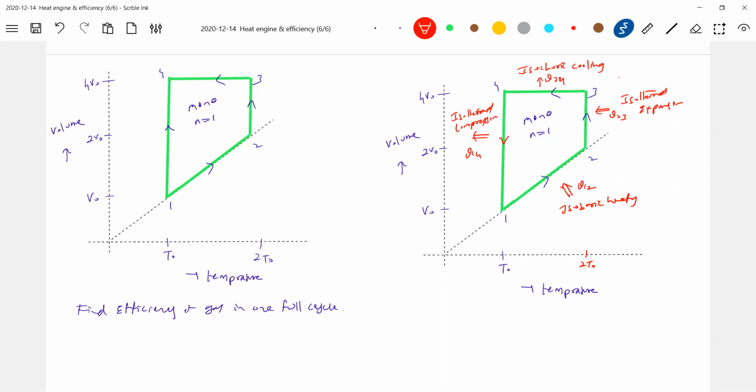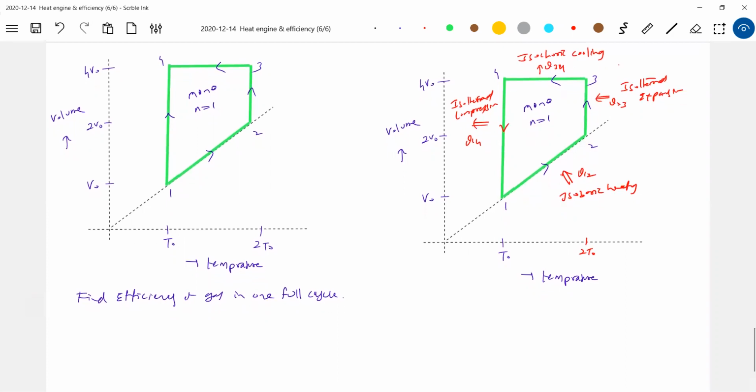So therefore, what is the alternative? Either you calculate the work done in each path, then take the algebraic sum, and you'll get the net work done. Instead, we can go for Q positive and Q negative. So first we'll calculate Q positive and Q negative. What is Q positive? It is where heat is absorbed: Q12 plus Q23.